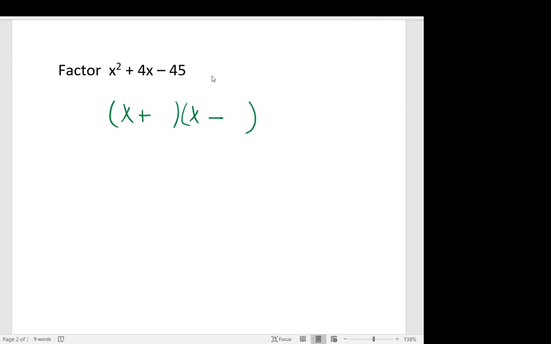Alright? So let's just focus on the minus 45. Think about some different factors of negative 45. Let's just write down the factors here, and then just think about what the sum of them will be. So look at the factors of negative 45. You could say 15 and negative 3. Well, 15 times negative 3 gives you the negative 45, but what's the sum of 15 and negative 3? That gives you a sum of 12.